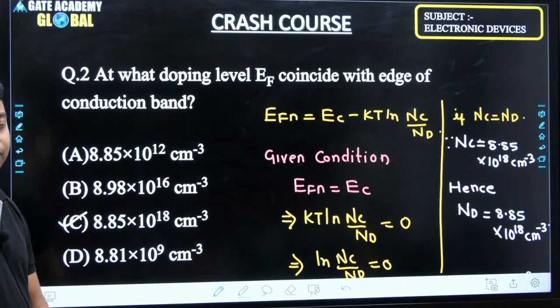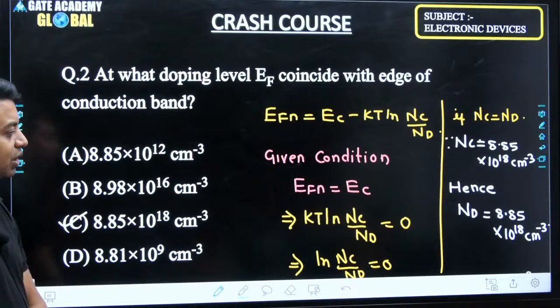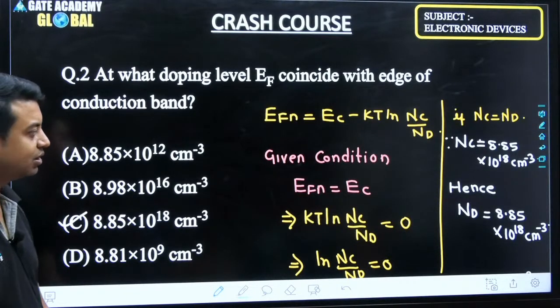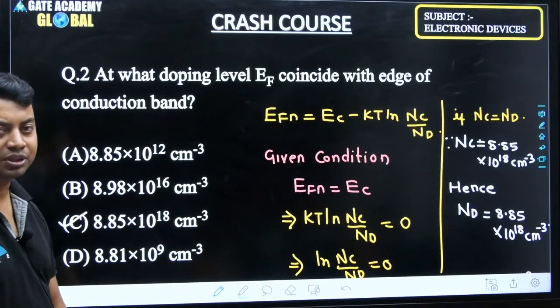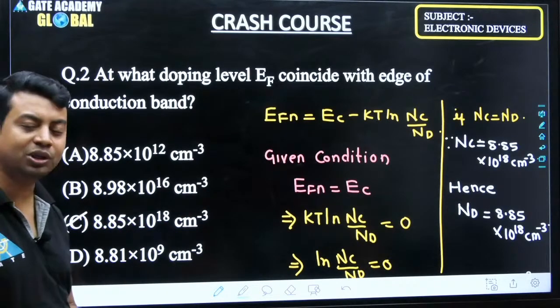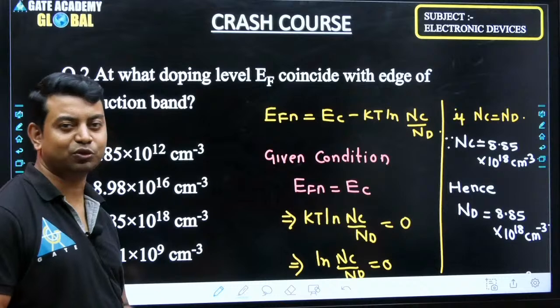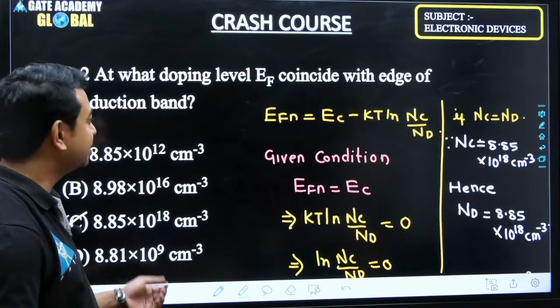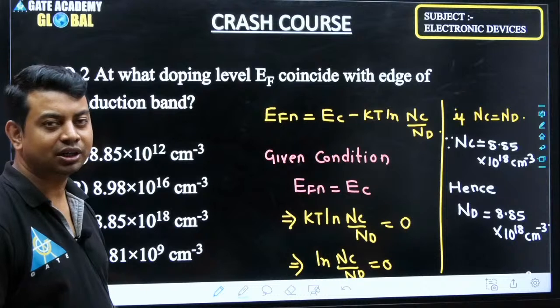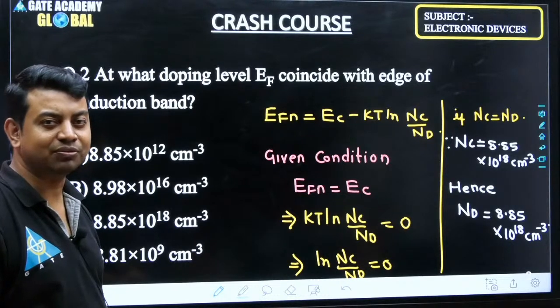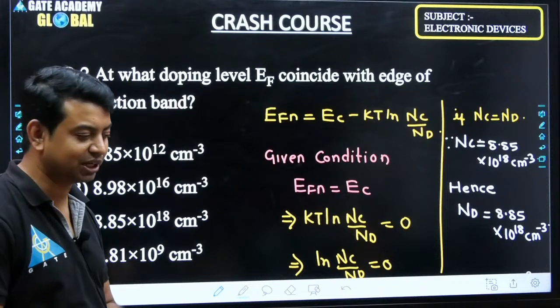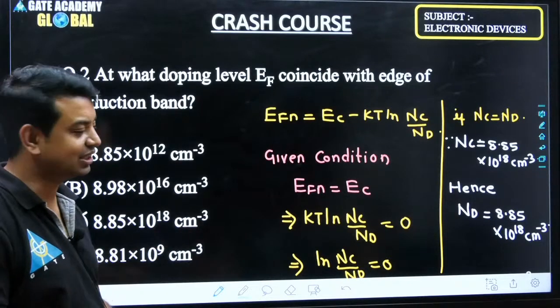Okay, so I will have this particular answer. Very easy to answer this one. Directly we can say, but if we have the concept, then definitely we can answer more questions based on similar concepts. So directly we can say, whenever the ND value has the same value as the effective density of states at the edge of the conduction band, then definitely we can say in this way.